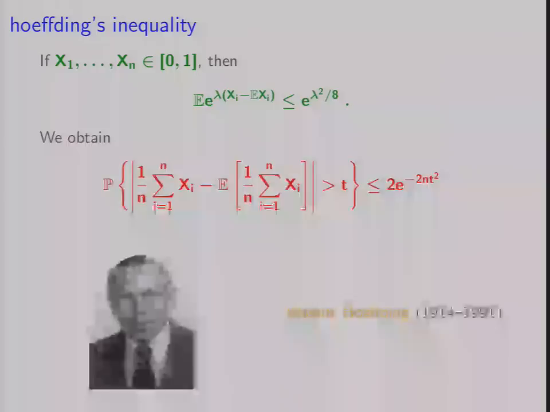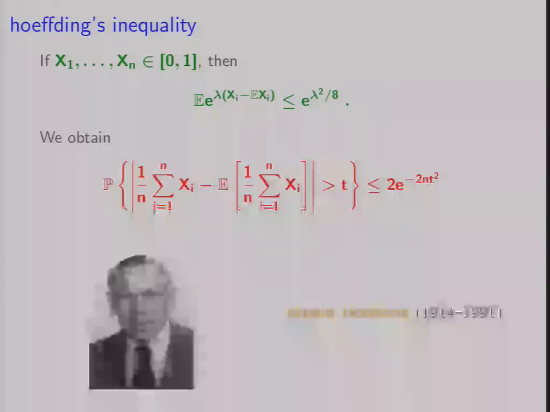So what this says is that if we have an average of independent random variables that are bounded between 0 and 1, then the probability that it differs from its expected value by more than t, that goes down like this. And this really now reminds us of what we saw in the central limit theorem. It has this nice exponential decrease in t squared. Okay. It tells us that the typical deviations are of the order of 1 over square root of n. And if it's much larger, then it goes down exponentially.